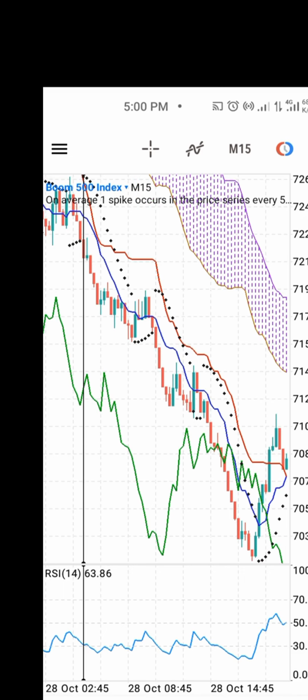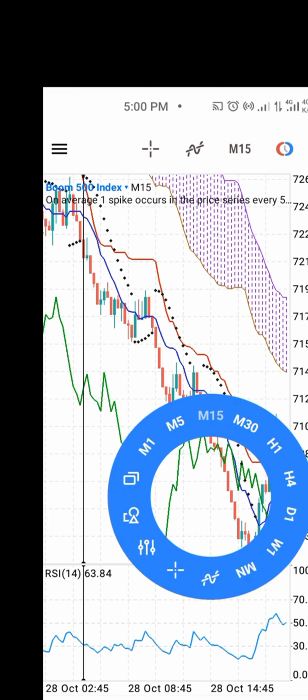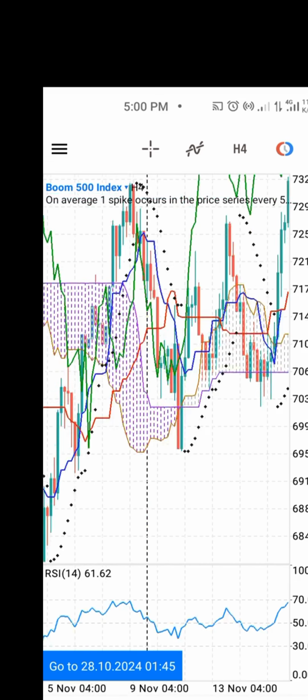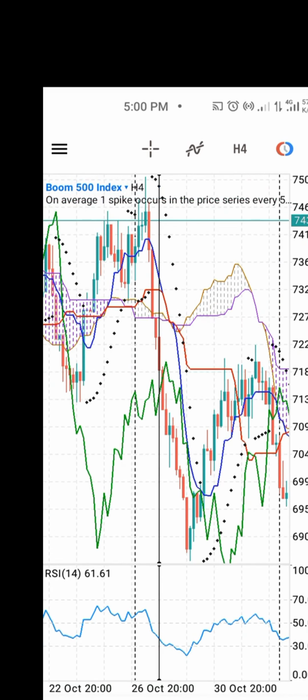Then we can ride this trade till the H4 RSI touches the 30 level. We can hold this trade till the H4 RSI touches the 30 level.